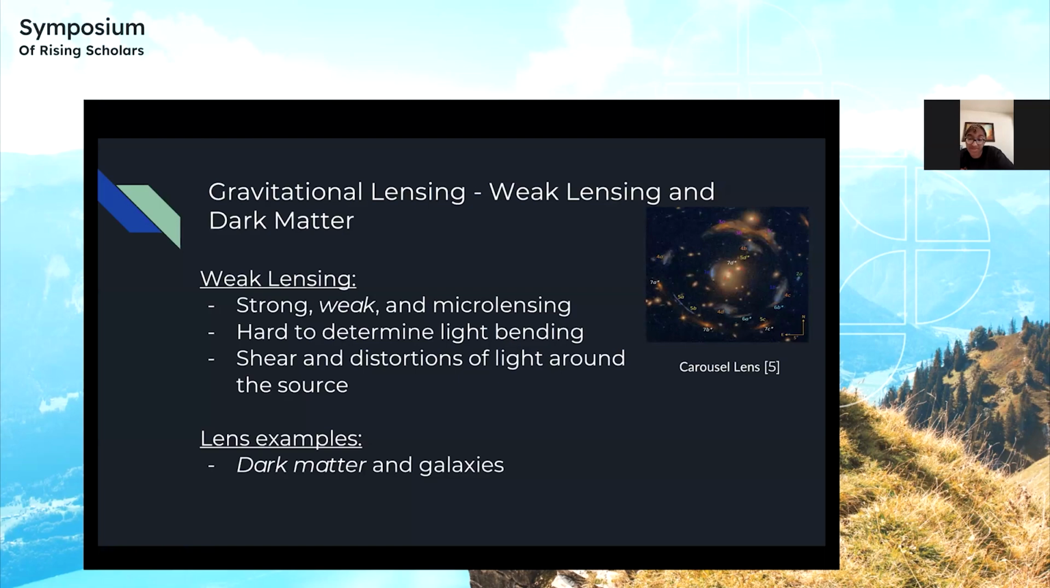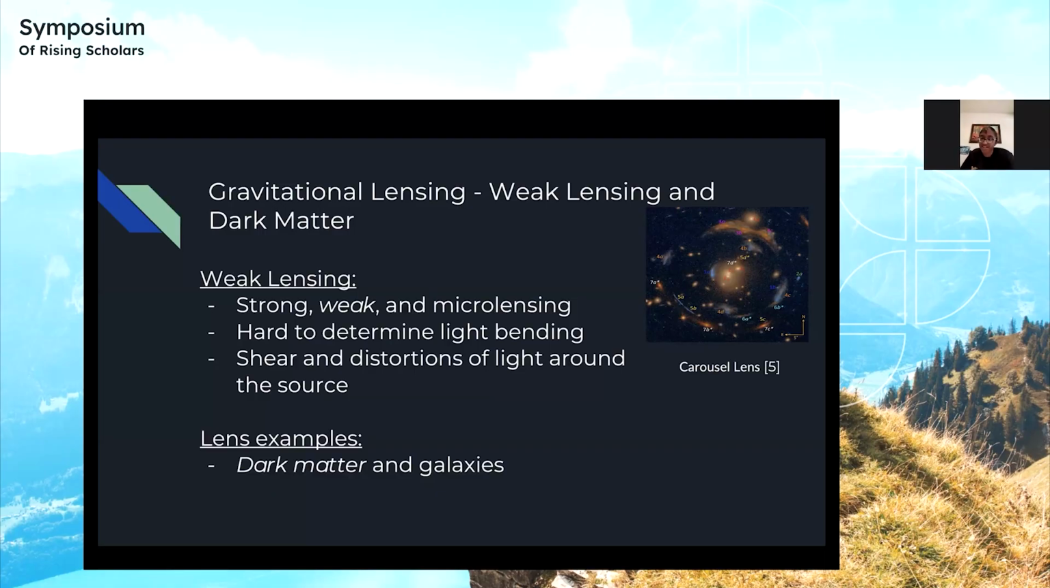There are three types of lensing: strong, weak, and microlensing, but since dark matter is mostly a weak lensing object, we will focus on weak lensing. With weak lensing, the lens is smaller than strong lensing, but not as small as microlensing. Examples include areas of dark matter and galaxies.